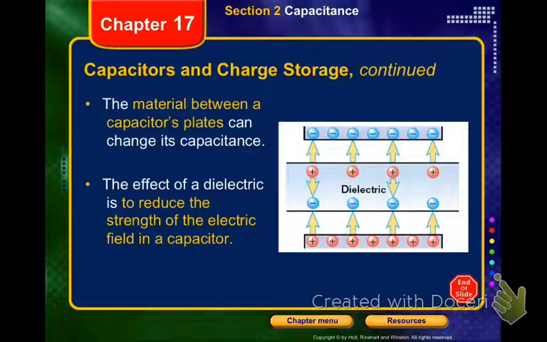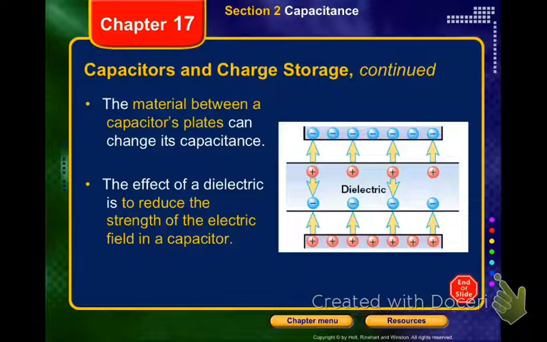The material that's between a capacitor's plates can change its capacitance. Again, what's that material? Is it air or is it some other type of medium? And the effect of the dielectric is to reduce the strength of the electric field in a capacitor. So the dielectric that is going to be between your two capacitor plates is trying to reduce the strength of the electric field in a capacitor.